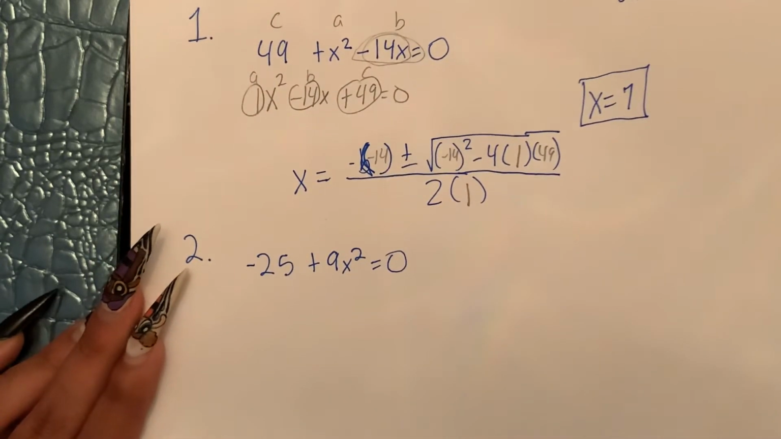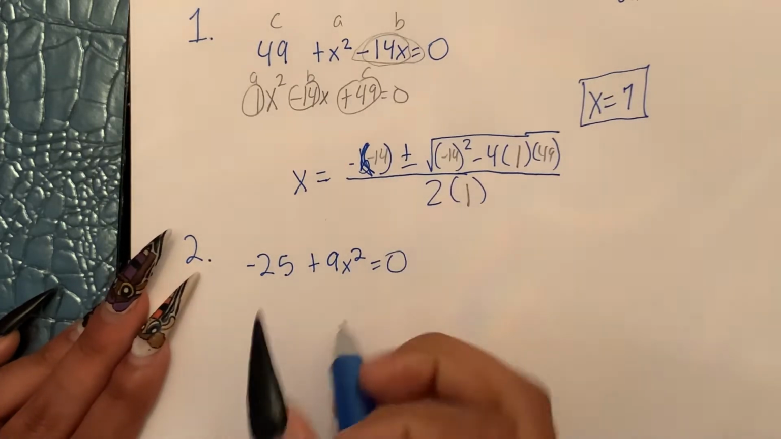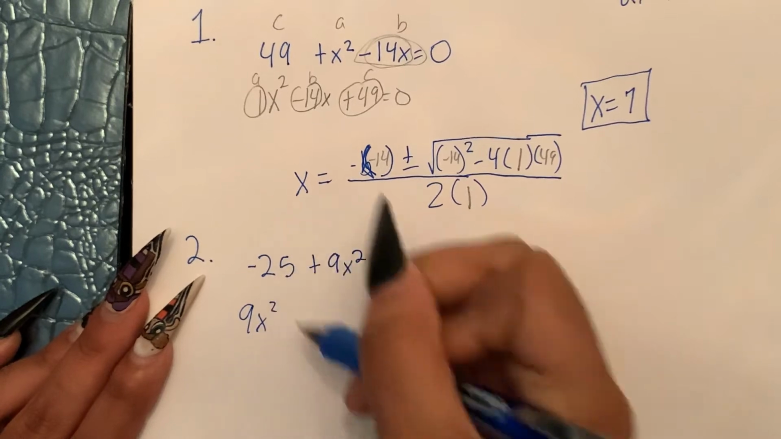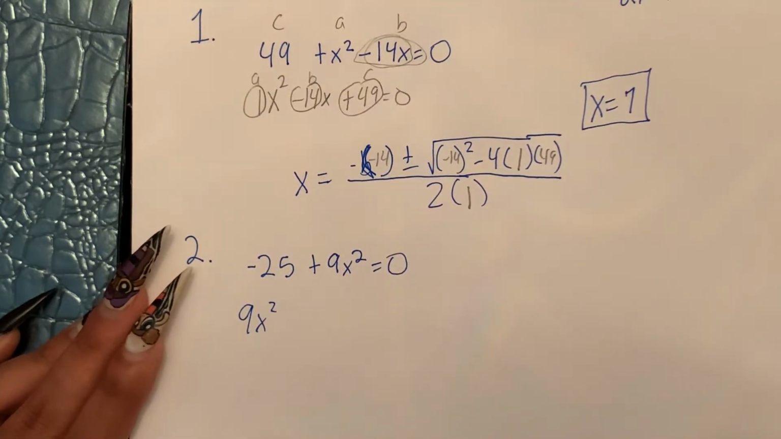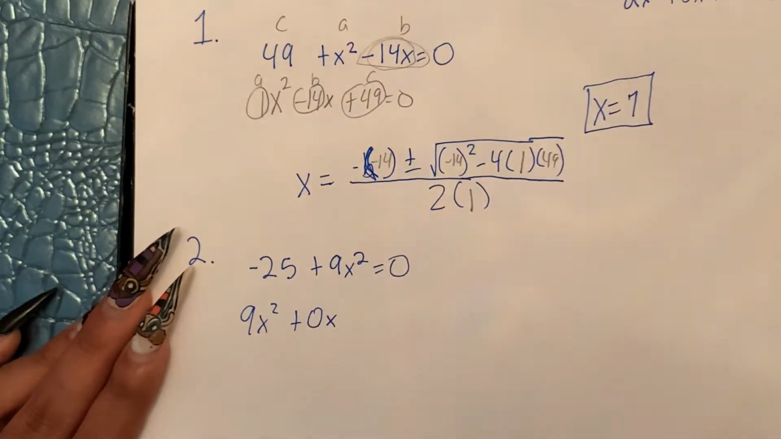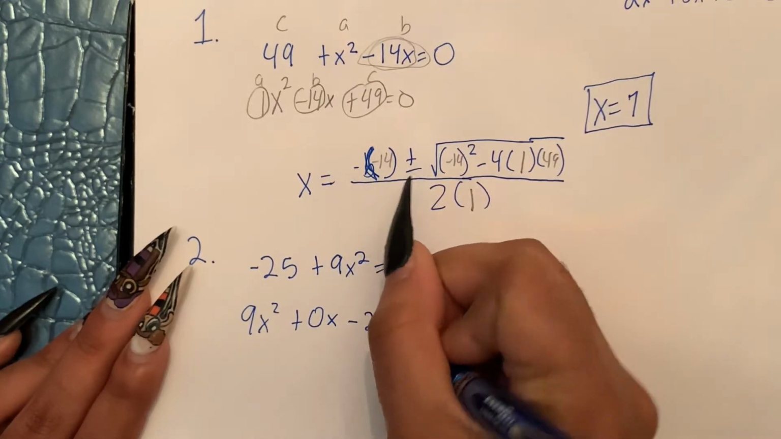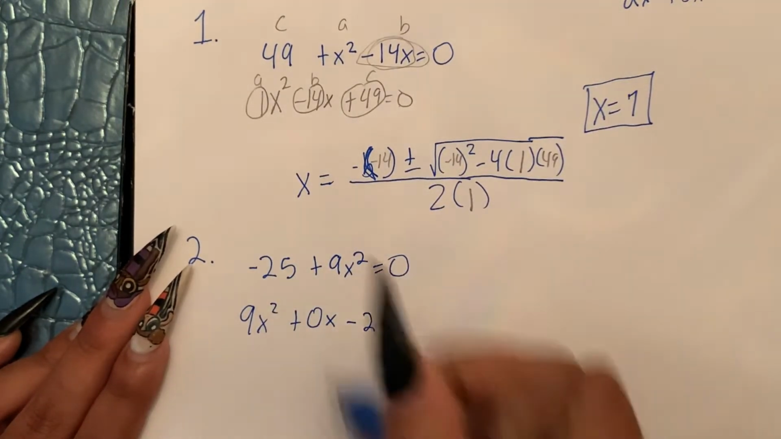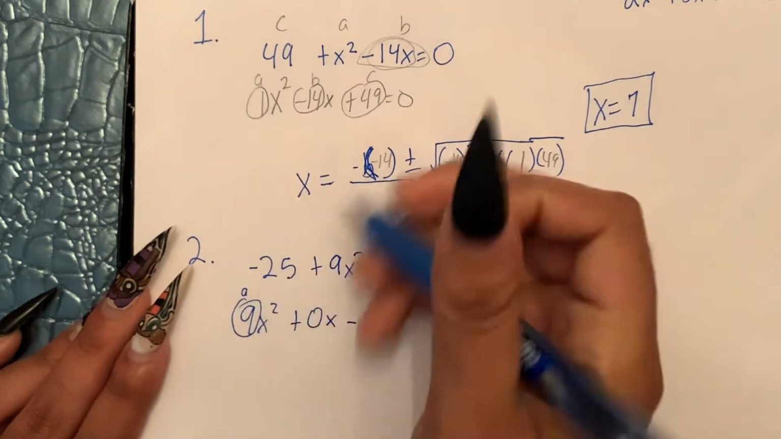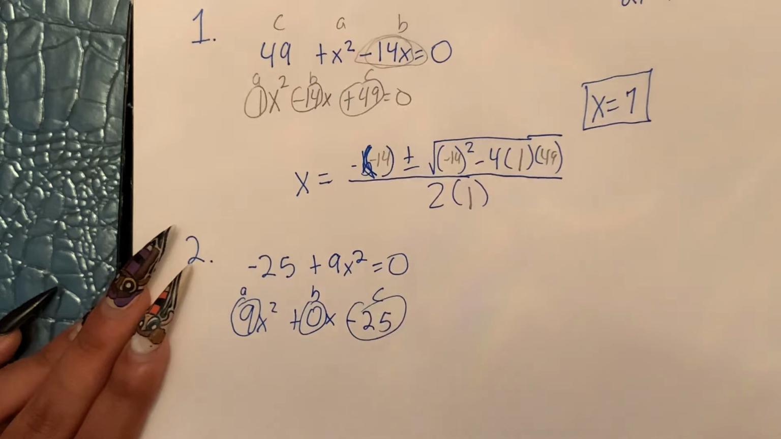Okay, example 2. I only have 2 terms here. So the x squared term goes first, 9x squared. But I don't have a term with just the x. So that means x is 0. And then minus 25, that's your c with no x. So a is 9, b is 0, c is negative 25.